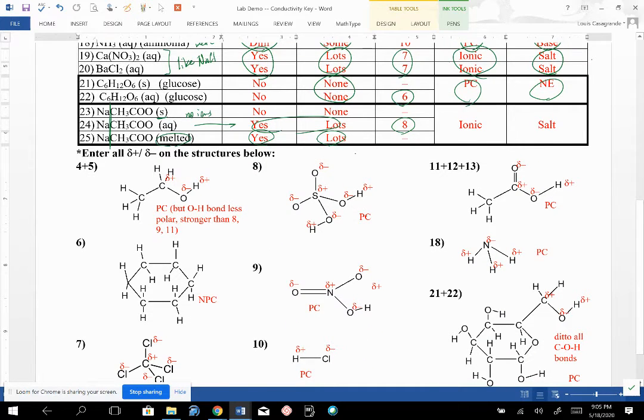4 and 5 is ethanol, and ethanol is polar covalent, but it doesn't conduct electricity because its OH bond is less polar and stronger than 8, 9, and 12, really, where we had the acetic acid conducting electricity. So what's going on there is that this OH bond stays intact. But in 8, 9, and 12, we're going to see that that OH bond comes apart.